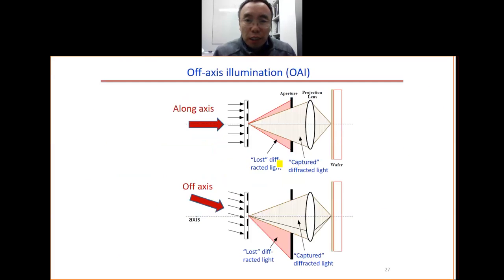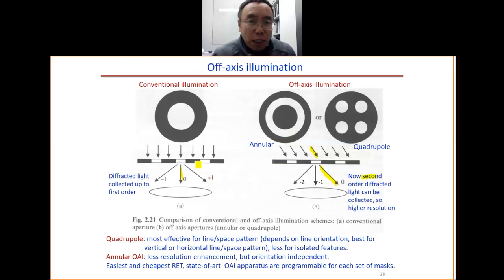So how to do this? This is the aperture we can use. This corresponds to the normal exposure. This one is off-axis illumination. This one is called annular. This one is called a quadruple.